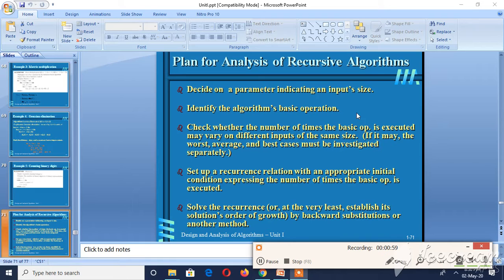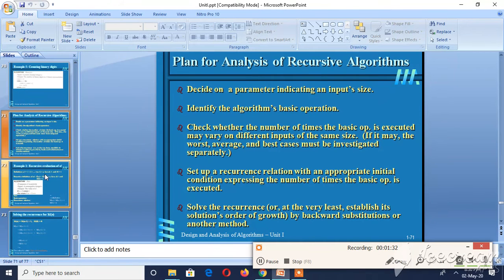Okay, after analyzing the inputs, you are going to set up a recurrence relation, and from that recurrence relation you get a value, and that value will express the number of times the basic operation is executed. And then finally you have to solve the recurrence, by using the backward substitution method or backtracking. So these are the 5 important steps in the analysis of a recursive algorithm. Now next we are going to see a small example for this.